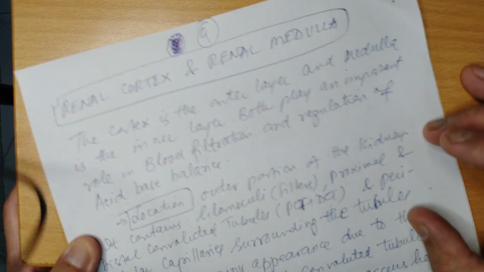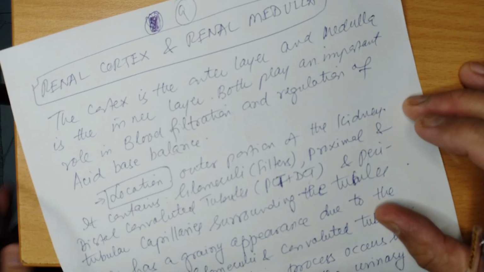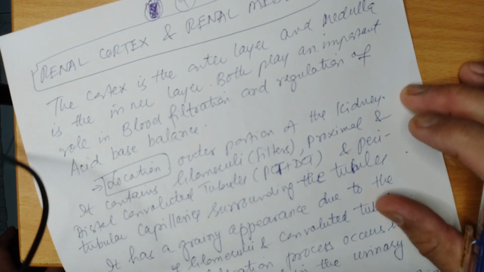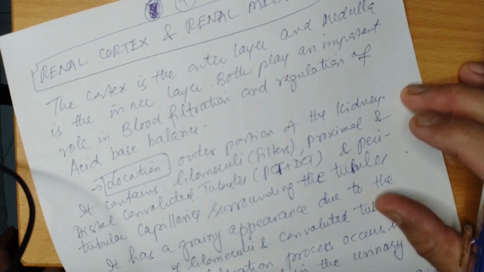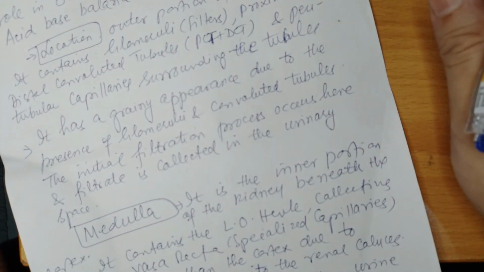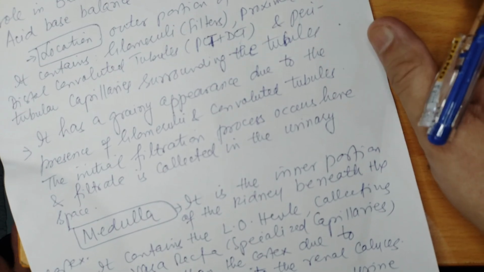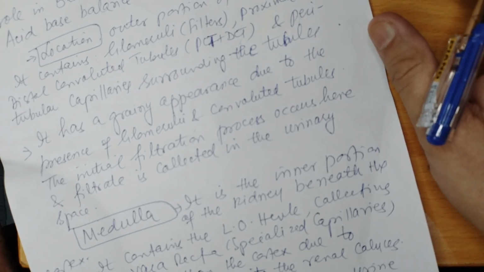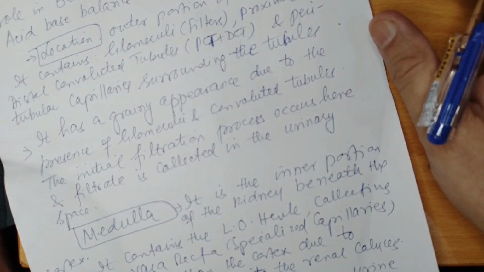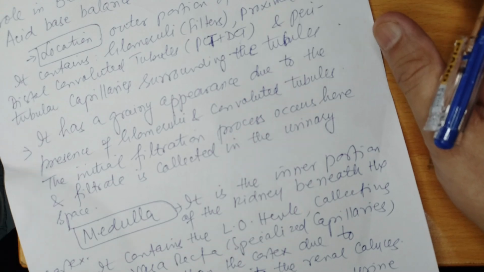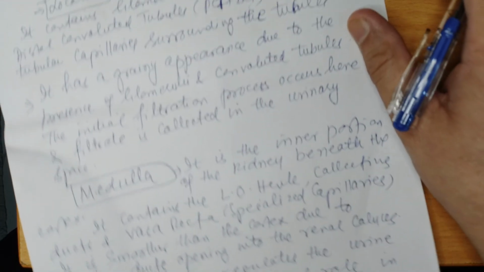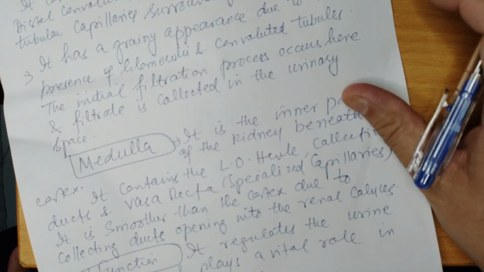So before we leave the topic, it is important to know a few points. The cortex is the outer layer, as I mentioned, and the medulla is the inner layer. Both play an important role in filtration and regulation of the blood. The cortex is the outer portion of the kidney. It contains glomeruli, proximal and distal convoluted tubules, and peritubular capillaries. That is why it is granular and darker. It has a grainy appearance because of the presence of glomeruli and convoluted tubules.